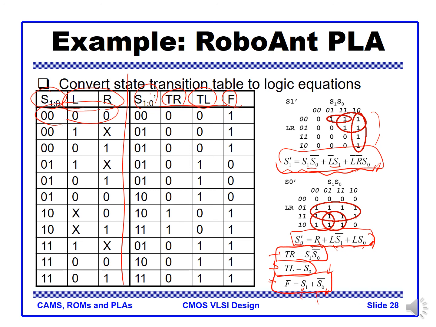So what we need to implement the PLA is just this kind of simplified form. But in the ROM implementation, we have to specify all the inputs, right? But in PLA, we can use a smaller number of minterms shown here.